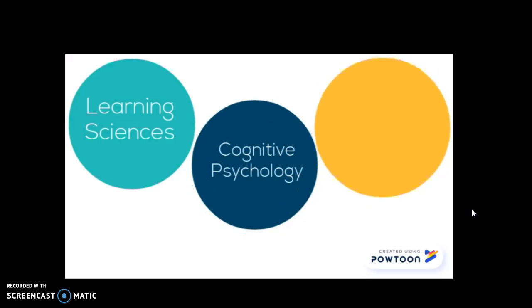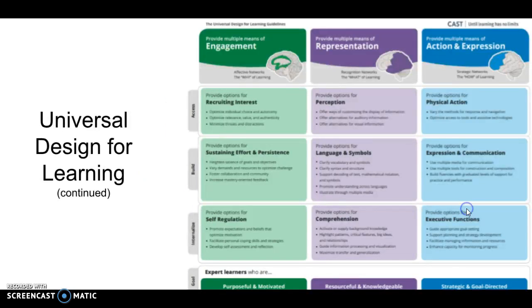In addition, UDL stitches together 3 distinct areas of research that have been historically disconnected: learning sciences, cognitive psychology, and neuroscience research. The Universal Design for Learning has 9 guidelines put together by CAST, which is a nonprofit educational research and development organization. And out of those 9 guidelines, there are 31 checkpoints. These guidelines are intended to be cross-curricular and useful in that way.